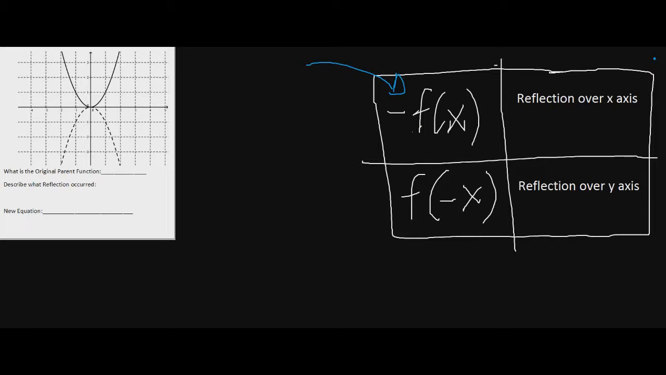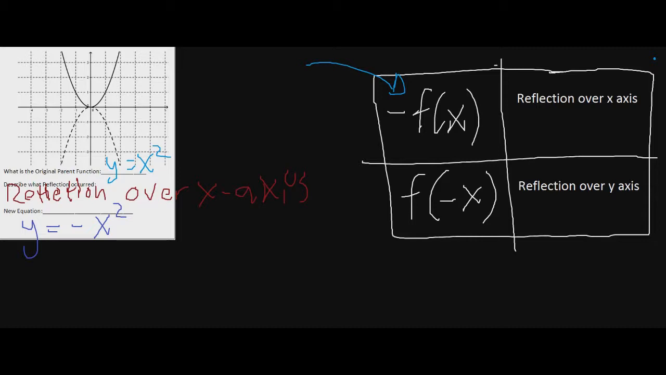So when we go to do this problem, the first thing I want to do is write my parent function. Well, this is U-shaped, so this is kind of like x squared. Describe what kind of reflection occurred. Well, this is a reflection, sorry, this is really bad spelling, over the x-axis. Now when I go to find this equation, all we're doing is multiplying the outputs by a negative. So I'm just going to do y equals, and we just put the negative on the outside. We're multiplying our outputs by a negative.